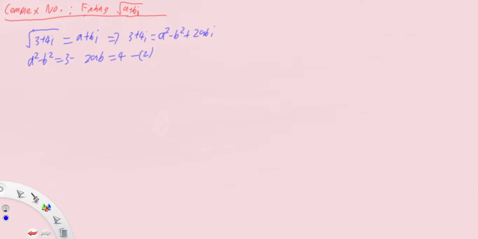Equation 2, equation 1: you can make equation 2 express a in terms of b or b in terms of a, substitute that into equation 1 and then solve. So I'm going to show that method, and then I'll show you the other method. From equation 2, we have a equals 4 divided by 2b, so 2 over b. Substitute that back into a square minus b square. We have 4 over b square minus b square equals 3.